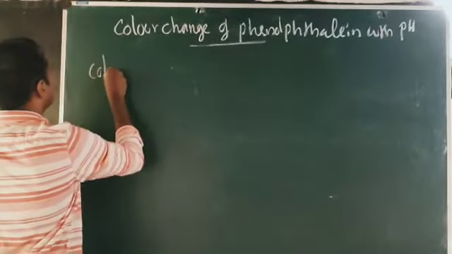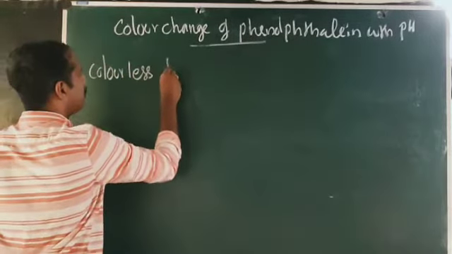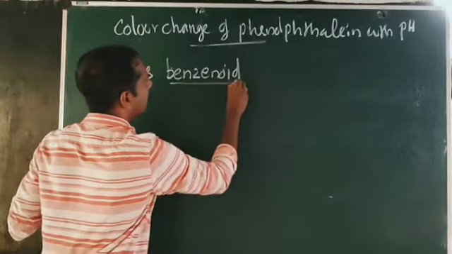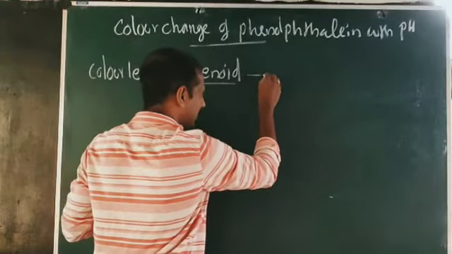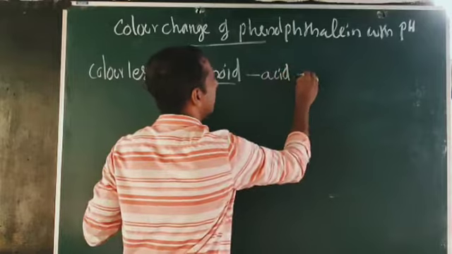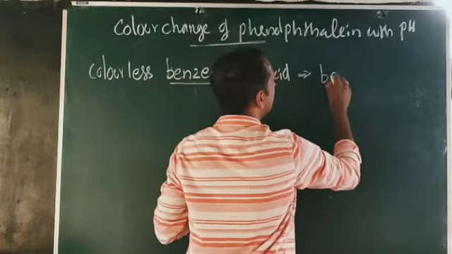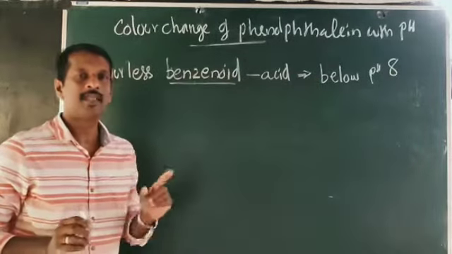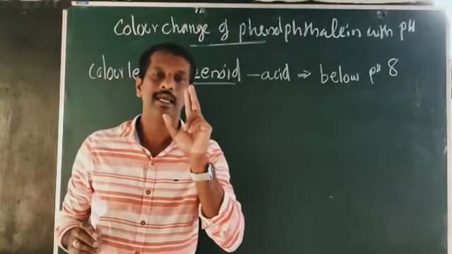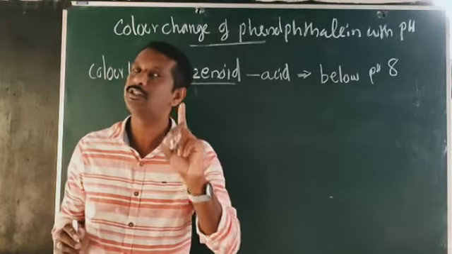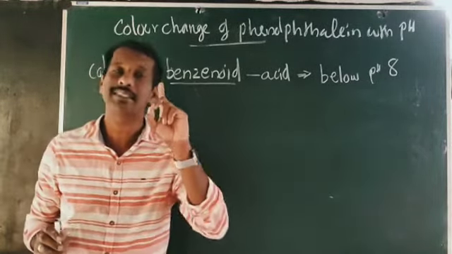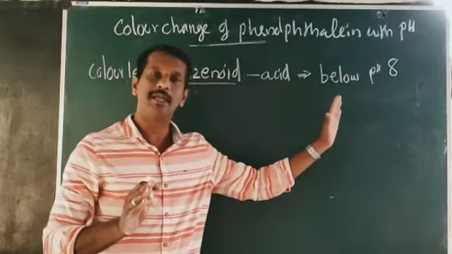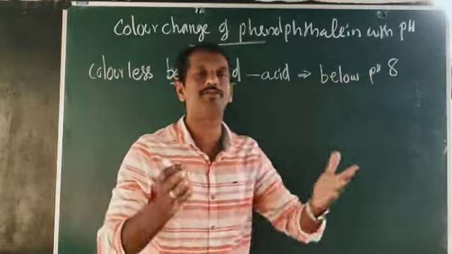First one is the colorless benzenoid form in acid medium, that means below pH 8. Once again, phenolphthalein can exist in two different forms. One is the benzenoid form. Benzenoid form is colorless. It exists as a colorless benzenoid form in acid medium, that means below pH 8.